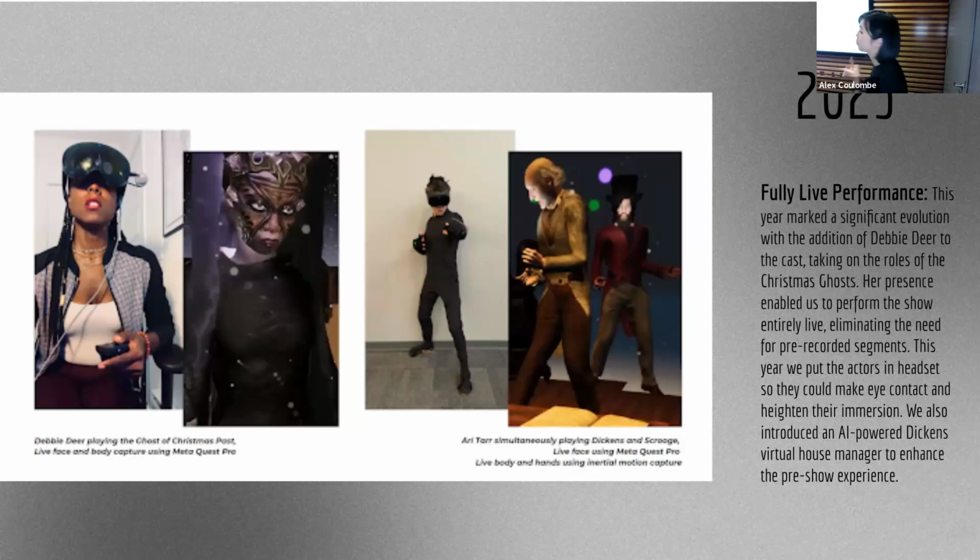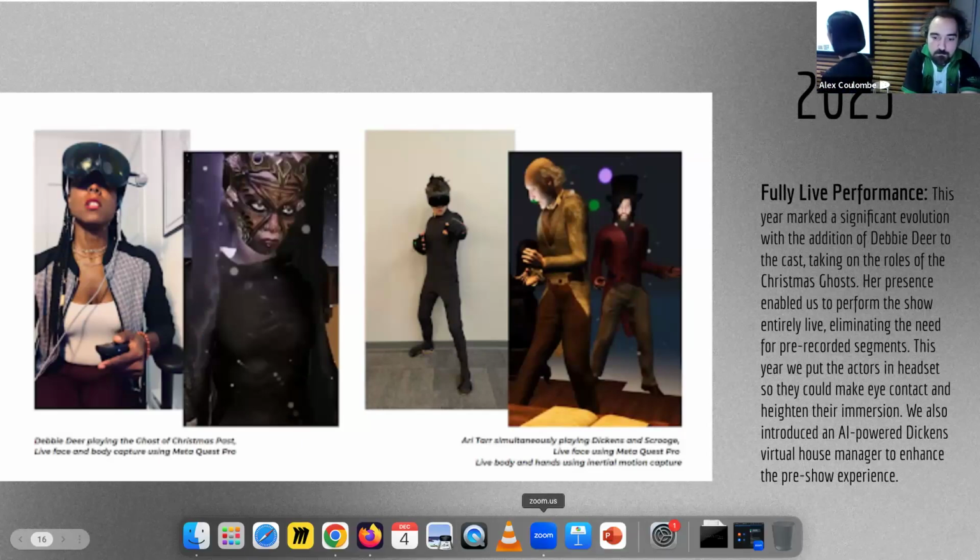First thing is that we have one more performer. We now have David here performing all the ghosts. And then we continue to have Ari performing Scrooge and Dickens. So now since we have all the characters we need, we can finally go fully live. So that is the first year everything is live. And that's also the first year we start to put all the performers inside the world.